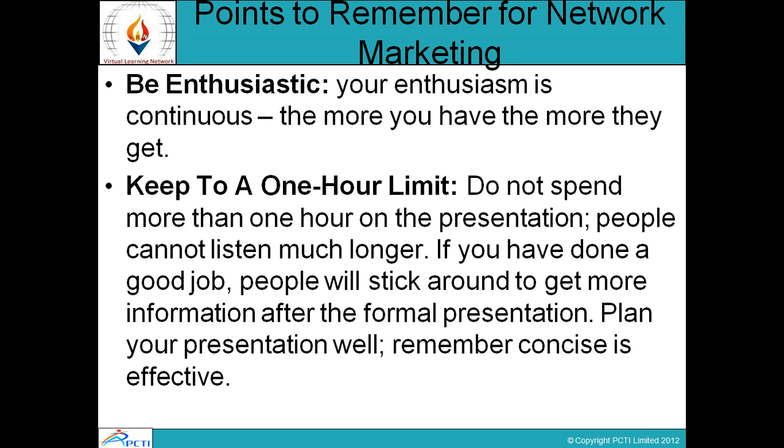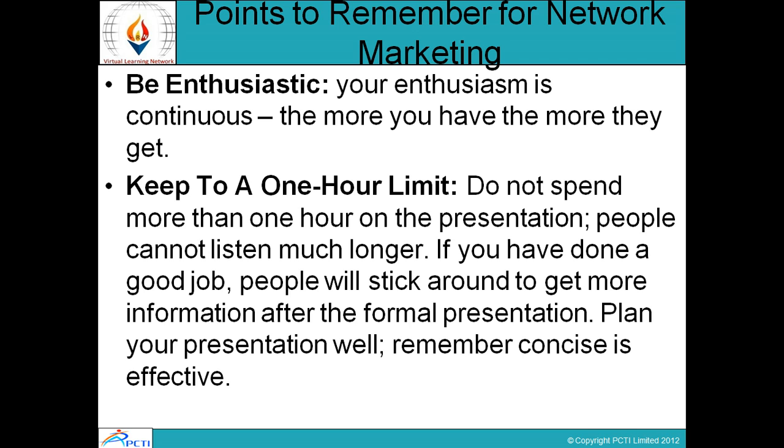Now there are different points to remember for network marketing. The first point is be enthusiastic. Yes, your enthusiasm is continuous. The more you have, the more they get. जितना ज़्यादा enthusiasm होगा उतना ज़्यादा आपको received होगा amount.